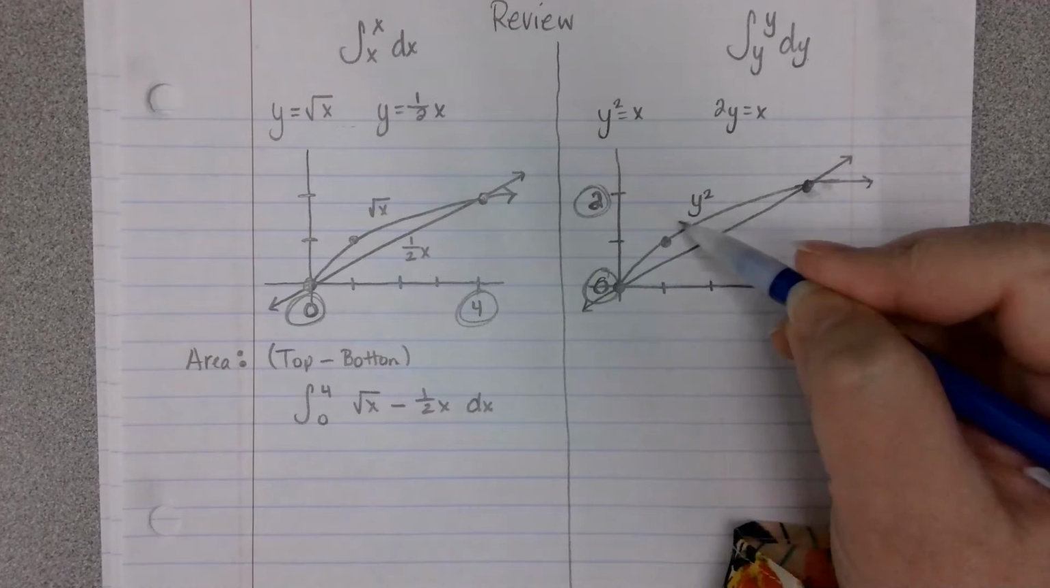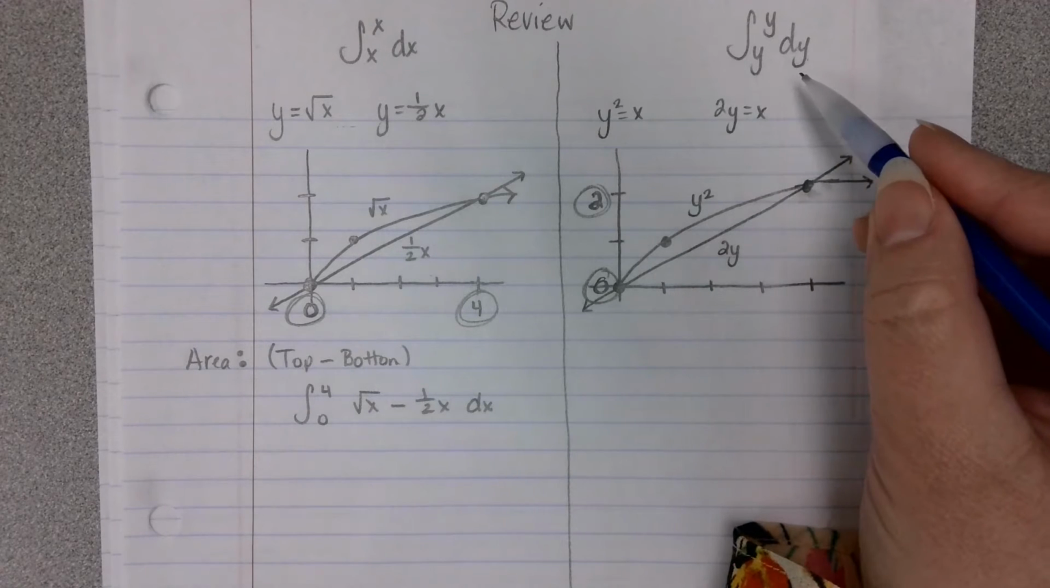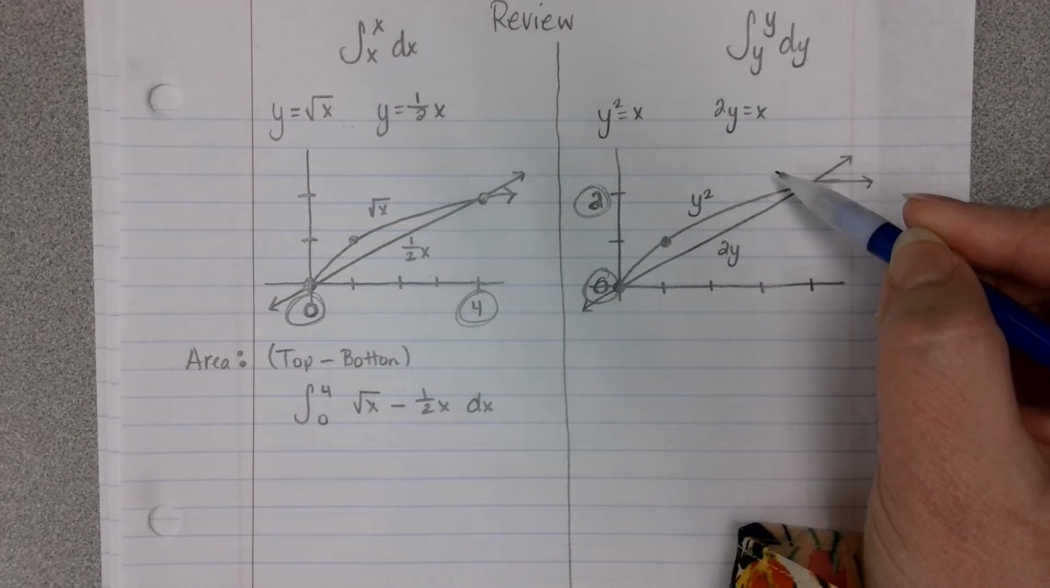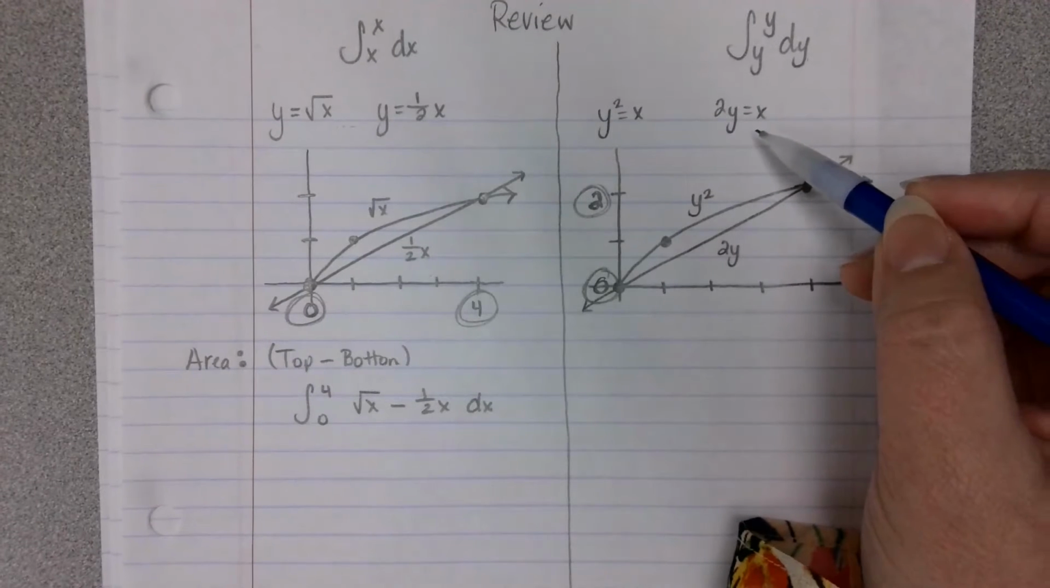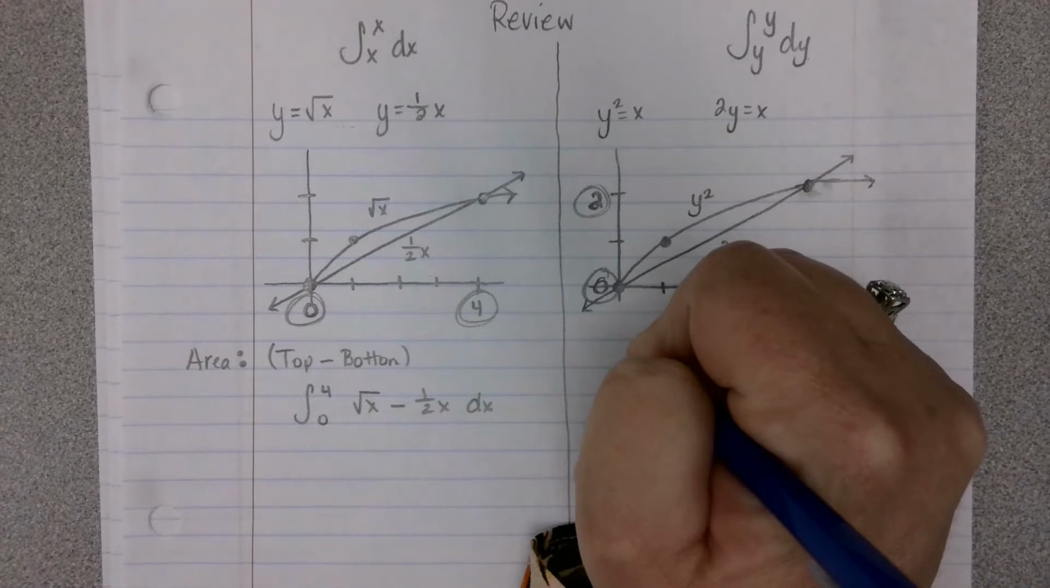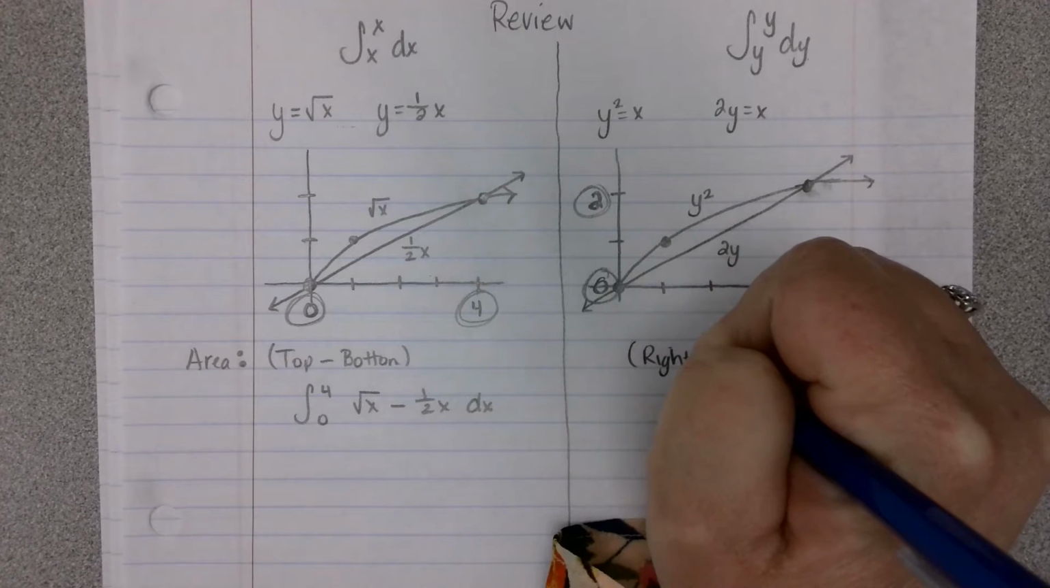Now, if you were looking at it in terms of dy, maybe it's because you have to. Maybe it's because the equations were x equals. And if they were x equals, you have to go this way in dy. And so you're going to do right minus left.